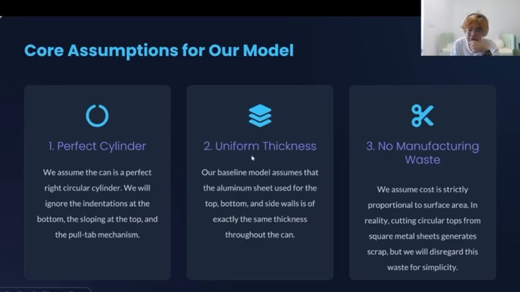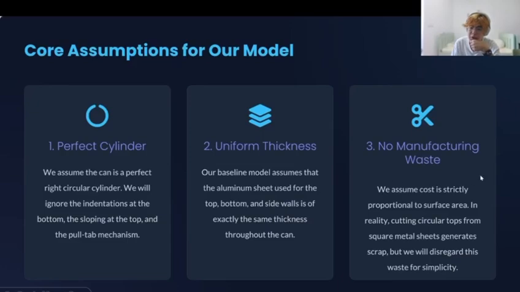Second, we assume uniform material thickness. We treat the top, bottom, and sides as having the exact same thickness and costing the same amount per square centimeter. In reality, the top lid is often thicker to withstand internal gas pressure, but for our baseline model, the cost function remains uniform across the entire surface.